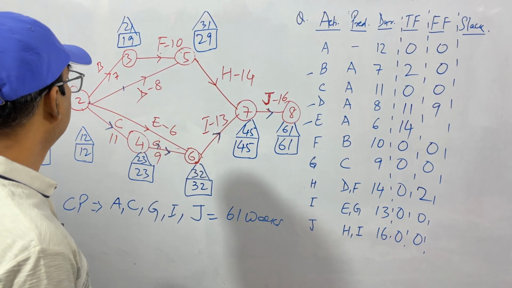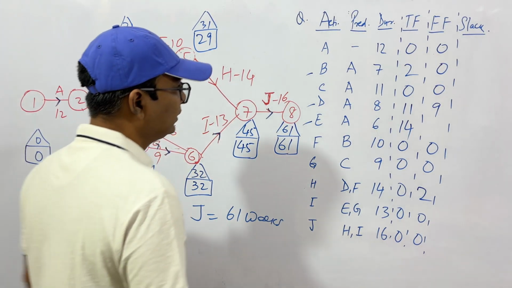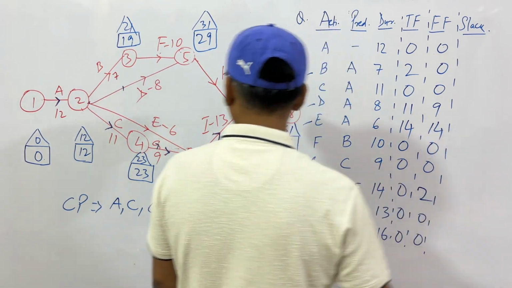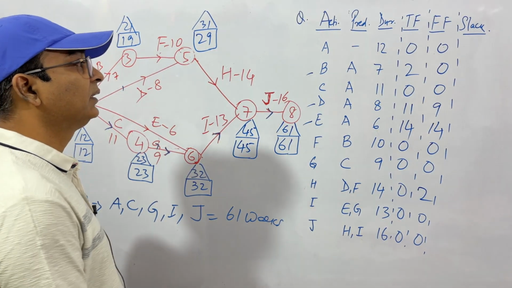Next we have E. E is here. See, 32 and 12. So 20, 20 minus 6, 14. This is again 14 for this also. So we have found total float and free float.